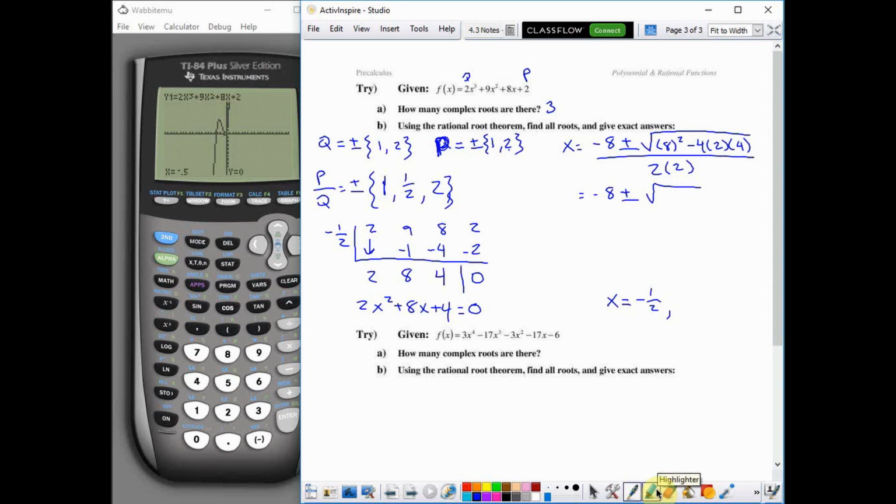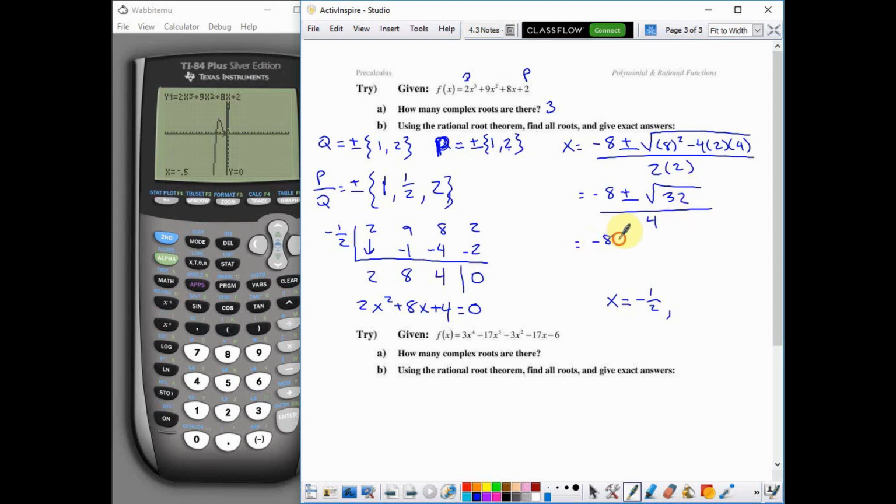Okay, so 8 squared minus 4 times 2 times 4. So that's 64 minus 8 times 4, which is 32. So we've got a 32 here, all over 4.